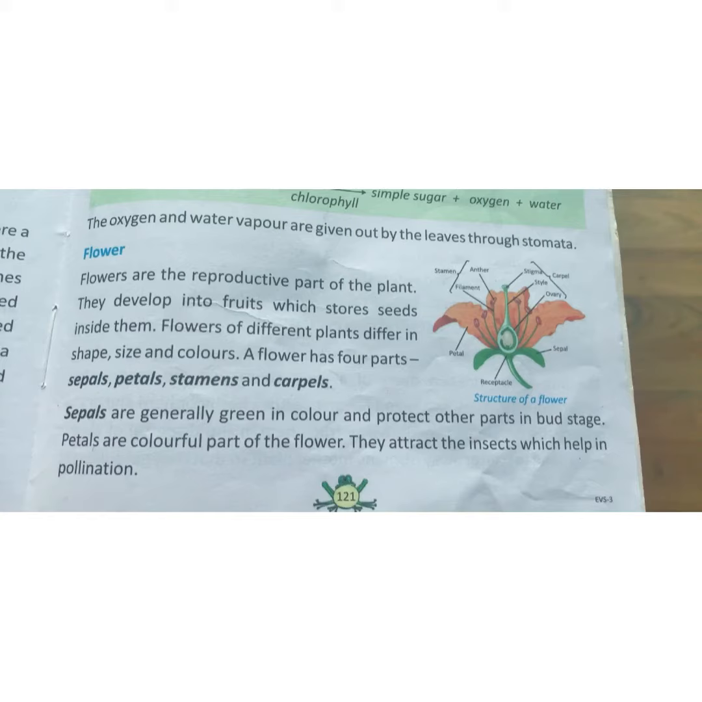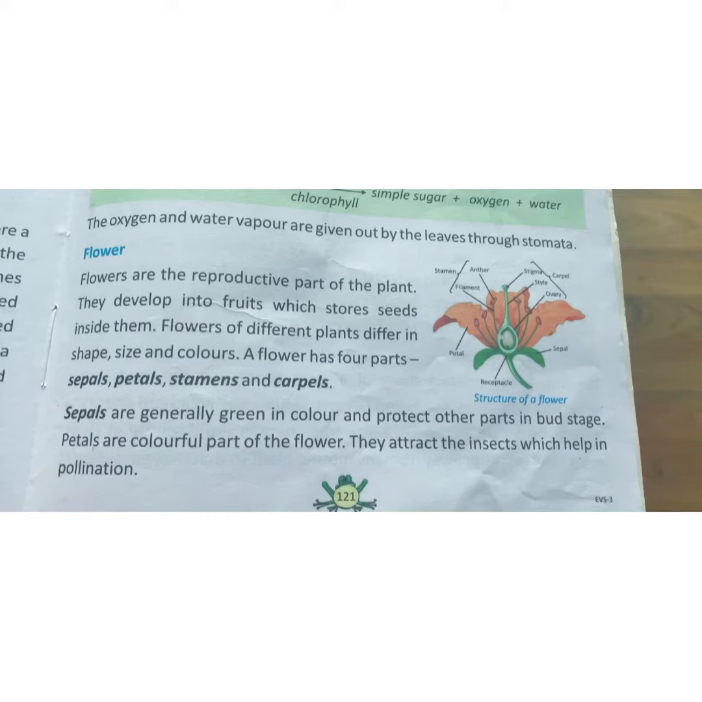Let's begin reading. Flower. Flowers are the reproductive part of the plant. They develop into fruits which store seeds in them. Flowers of different plants differ in shape, size, and colors. A flower has four parts: sepals, petals, stamens, and carpels.